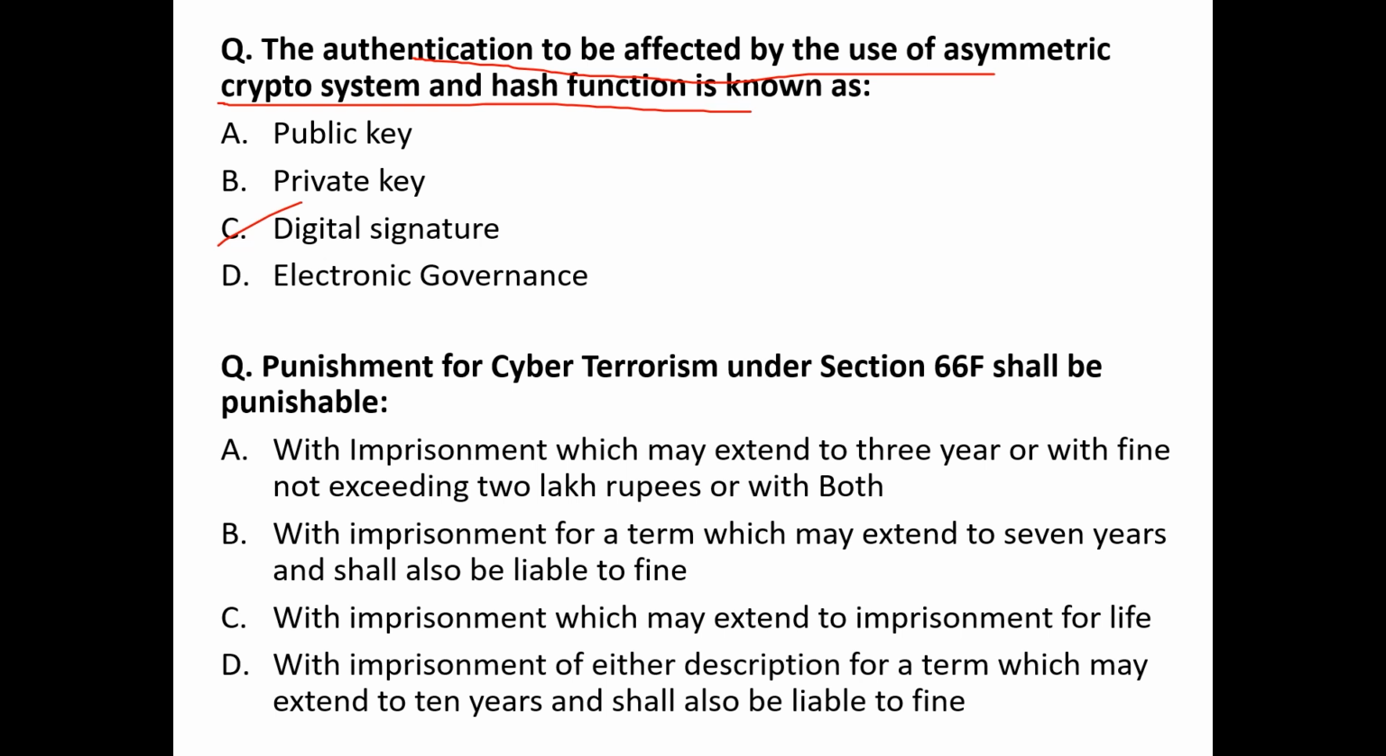Next question. Punishment for cyber terrorism under Section 66F shall be punishable with imprisonment which may extend to imprisonment for life. Option C.